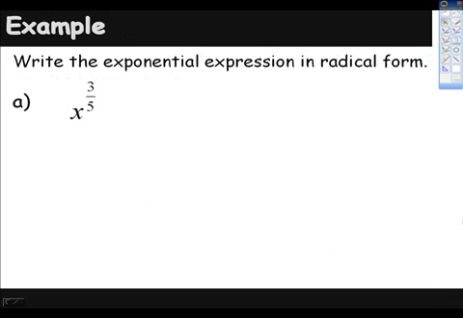Write the exponential expression in radical form. This is an example. So if we're going to write this in radical form, we need to realize that that's a fifth root and then cubed. So one way to write it is the fifth root of x cubed with the 3 inside. Another way would be to use parentheses and put the 3 outside.